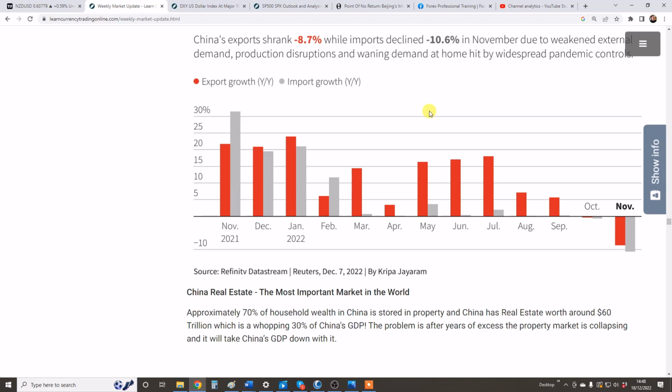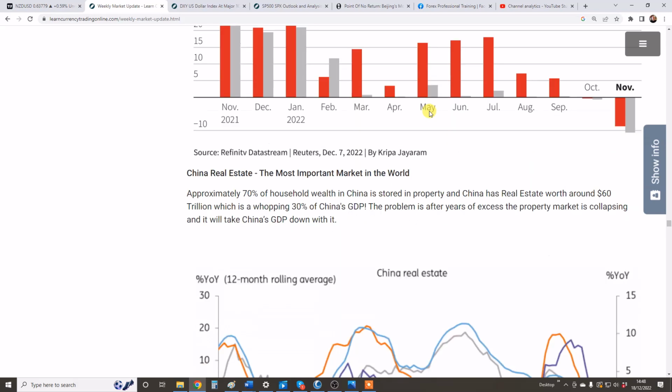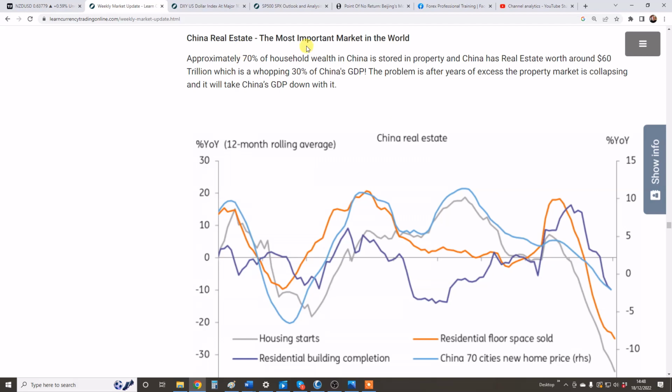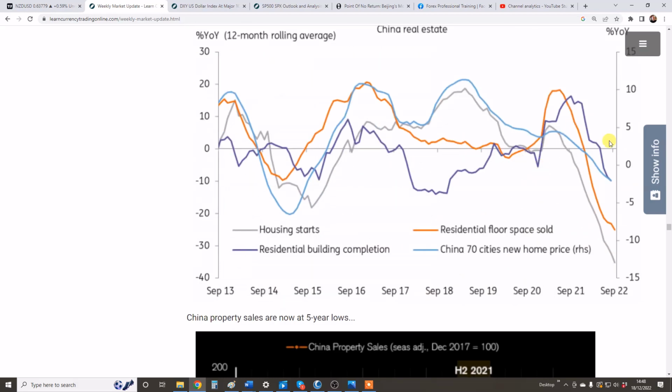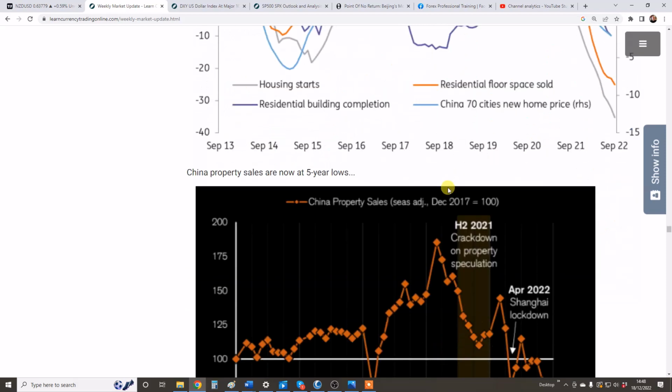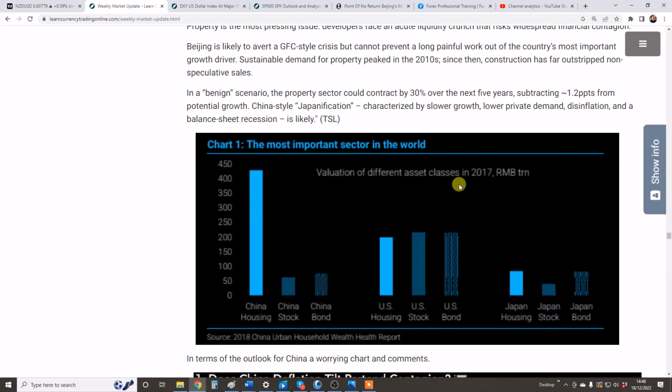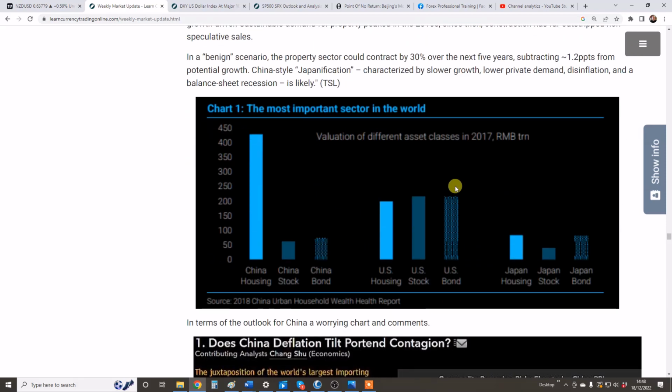China relies on exports. And even worse for China is the real estate market collapsing. That's hurting the middle class. It's destroying their wealth. You can see China real estate going down on this chart. And how important is it? It's not just important for China, it's important for the global economy.